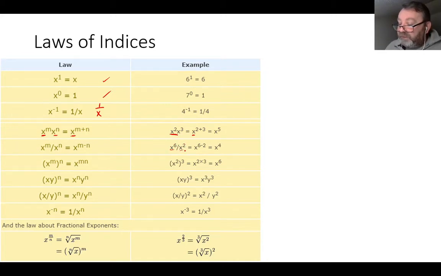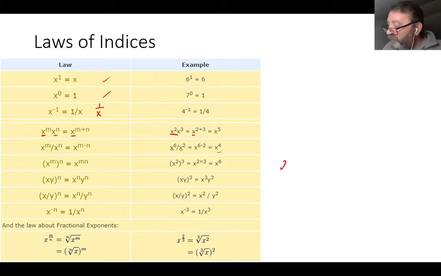Keep the x because it's the same base. Subtract the powers. You get an answer, x to the power of 4. Next one, and this is an easy one to remember. What do brackets mean? Brackets mean multiply. Okay, and brackets normally always go in between the two numbers that you're going to multiply.